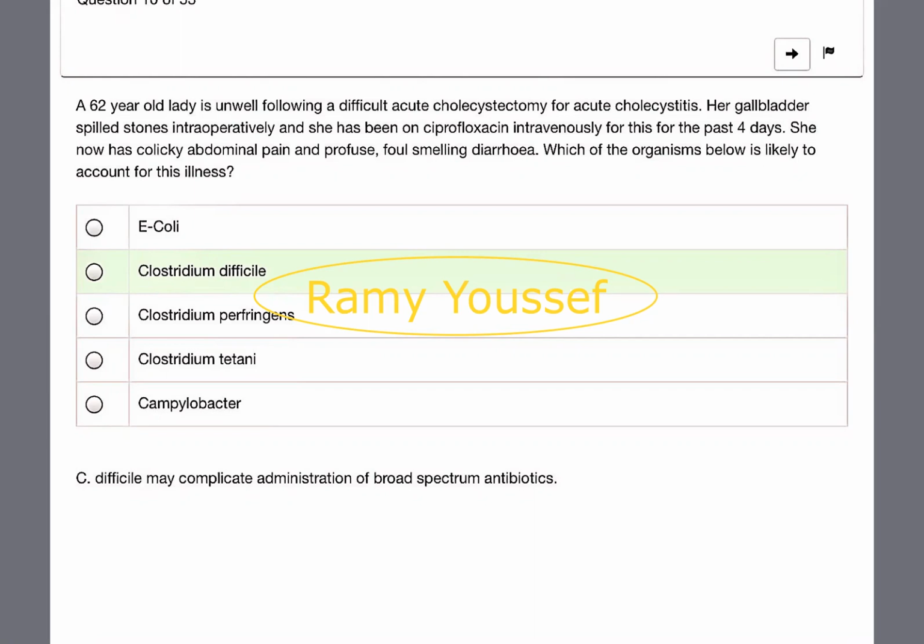But here, talking about post-cholecystectomy and post-operative, the patient received antibiotics for 4 days and then has some sort of diarrhea. What is it? Clostridium difficile.